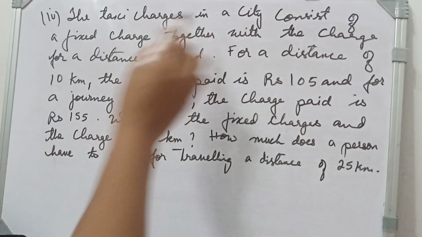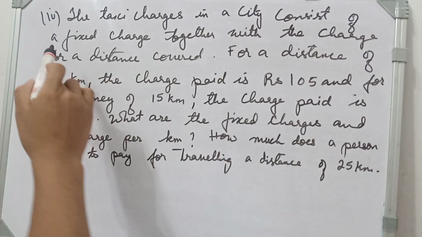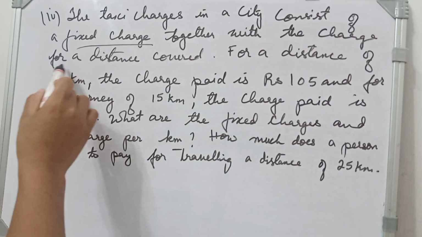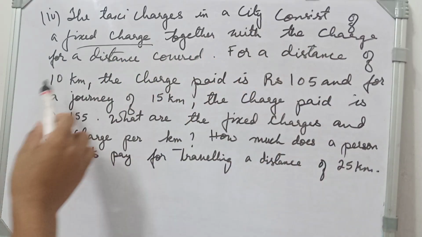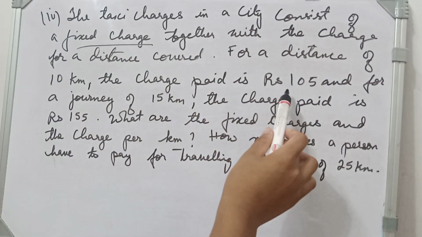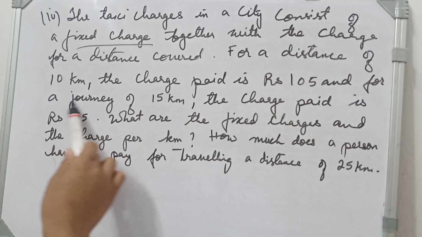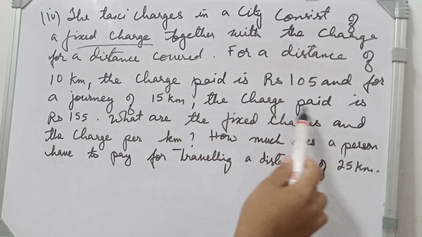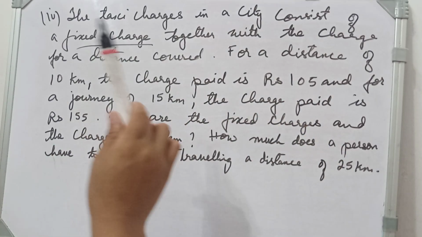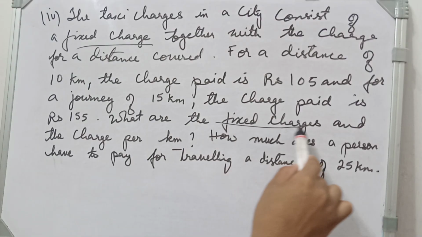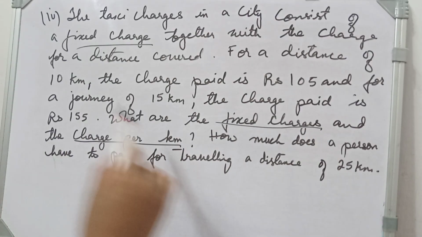The taxi charges in a city consist of a fixed charge together with the charge for distance covered. For a distance of 10 km, the charge paid is Rs 105, and for a journey of 15 km, the charge paid is Rs 155. What are the fixed charge and the charge per kilometer?